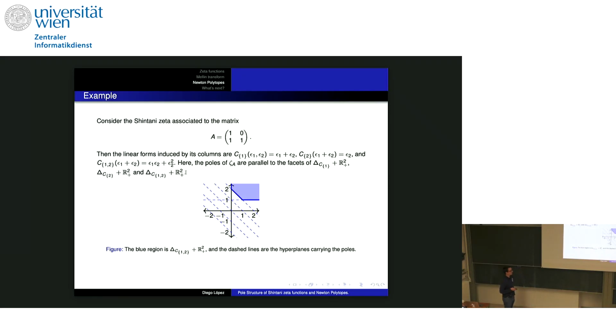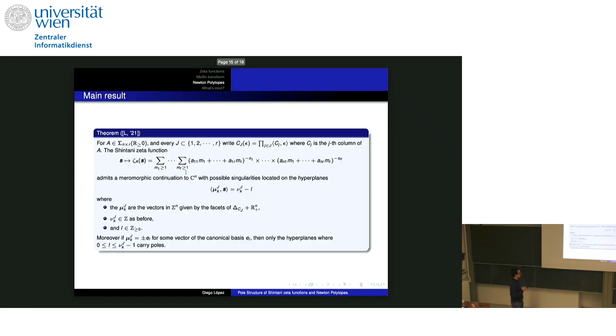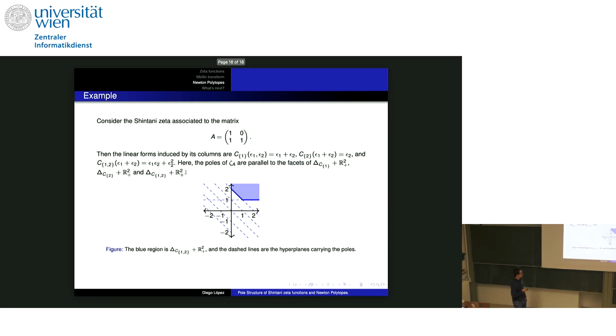The last thing I forgot to mention in the last slide is that whenever these mu_kj's are plus or minus one of the canonical vectors of the canonical basis, then only the hyperplanes where L is between 0 and nu_kj minus 1 carry poles. So for instance, in this case, we only have this pole. We don't have a pole on the x-axis, and we don't have any more poles here because they cancel with the poles of the gamma functions.